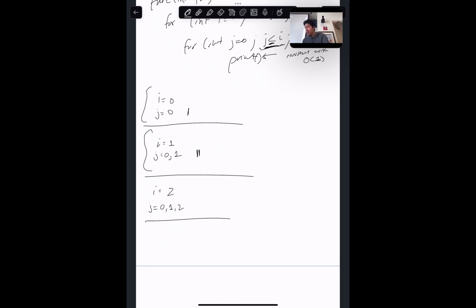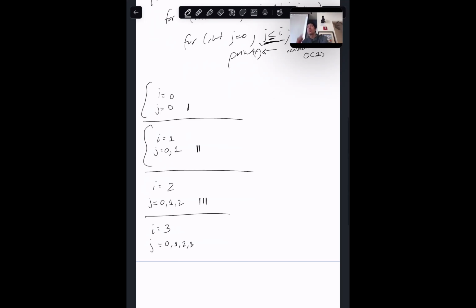When i equals 2, that means I can go from j equals 0 all the way up to j equals 2. So now I have 0, 1, 2. And I'll do one last one. In the case when our for loop is i equals 3, the inner for loop is going to go from j equals 0, j equals 1, j equals 2, j equals 3. How many units of work am I doing now in this case? It's going to be just 1 more.